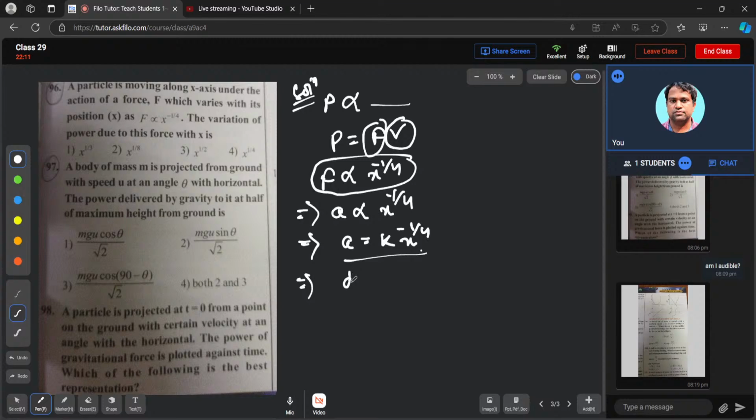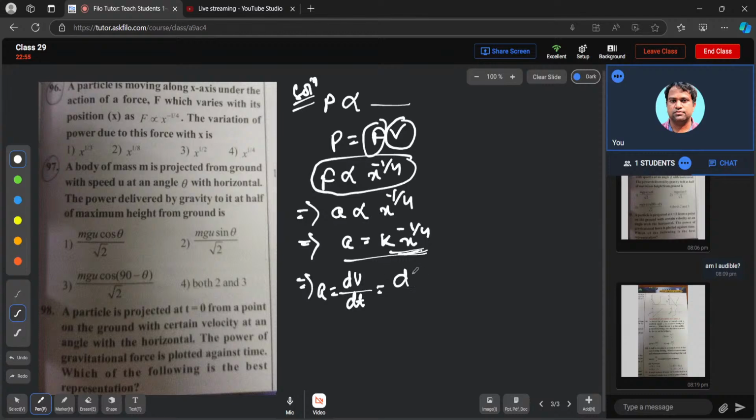So I can write this is dv by dt, but this is in x, not in t, right? So we have to use some way to integrate or differentiate it. We will write this using the chain rule. The chain rule is what? Because it is x, we need to integrate it in terms of x.